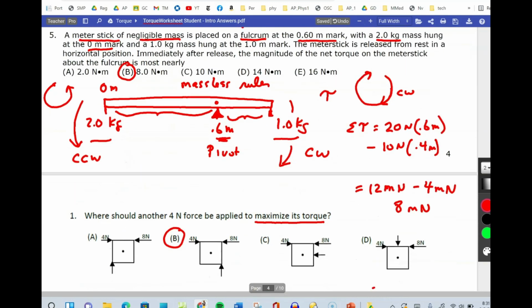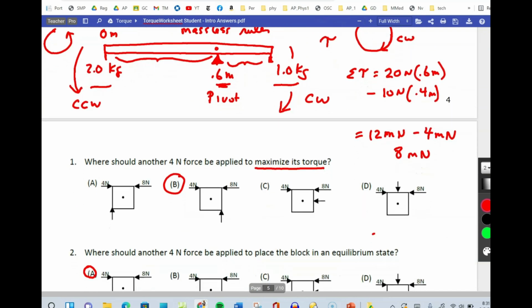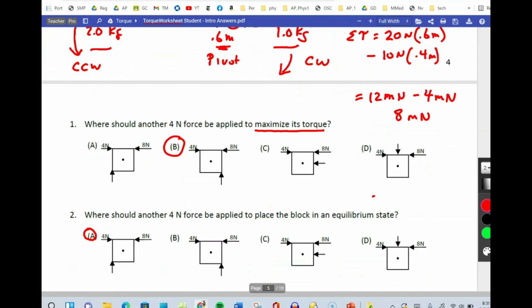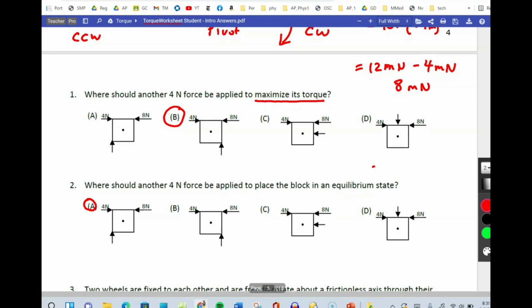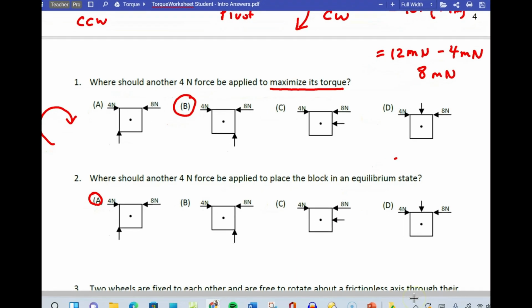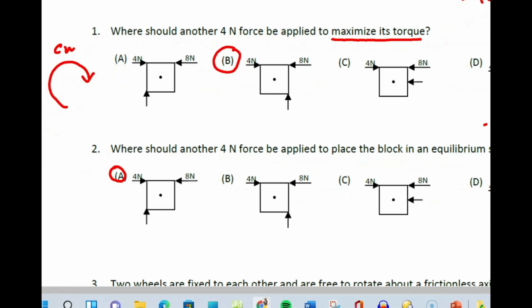There you go. Sum of the torques. The counterclockwise is positive and the clockwise is negative. Where should you place a 4 newton force so you can maximize the torque? Let's label these torques. Let's go over it again. This is clockwise, and this is clockwise. So what is this? This is a clockwise torque. This will make the box rotate clockwise. This is also clockwise, and this is counterclockwise.